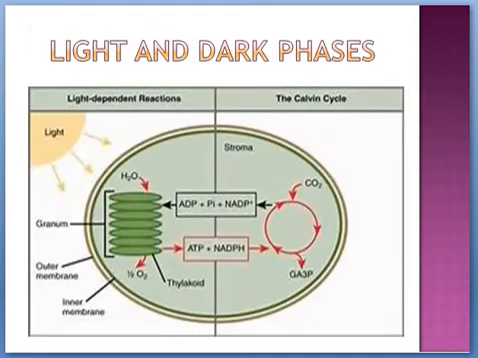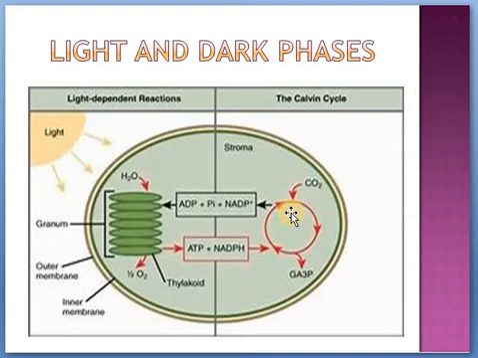Now let me go with a comparison between light and dark phase. This is the light dependent reaction, and this is the dark reaction. Calvin cycle is the dark reaction. The major thing of the dark reaction is the Calvin cycle. As you have studied Krebs cycle in respiration, Calvin cycle is in photosynthesis. You don't have this name in the syllabus, but you can know it. Calvin cycle is the one in photosynthesis.